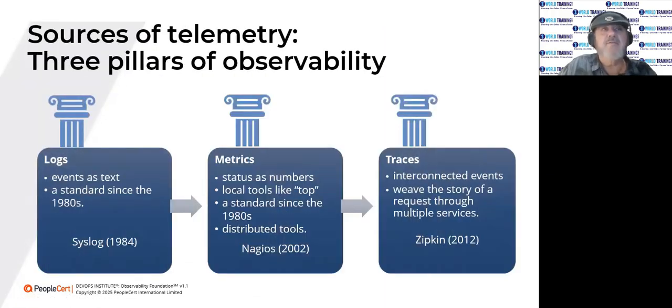There are several sources of telemetry which correspond to the three pillars. So you can have logs that are transmitted, metrics, and traces. We'll go through each of those in some detail. But in summary, logs are essentially text that indicates some information about an event.